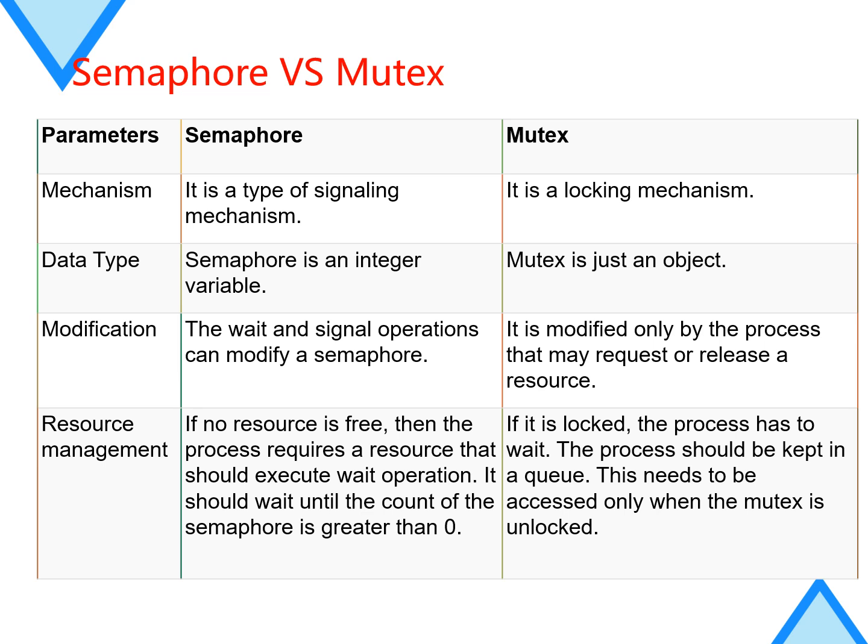In the case of the mutex, if it is locked, the process has to wait. If no resource is available, the process has to wait. The process should be kept in a queue. This needs to be accessed only when the mutex is unlocked. You cannot have access to the mutex if it is locked.